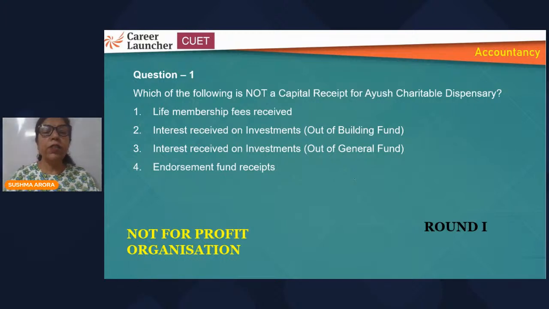Which of the following is not a capital receipt for Ayush Charitable Dispensary? This is the question from NPO. Say not a capital receipt. Life membership, capital receipt. Interest received on investment, building fund, capital receipt. Interest received on investment out of general fund is not a capital receipt. That is a revenue receipt. So your answer will be 3, or you can say C.